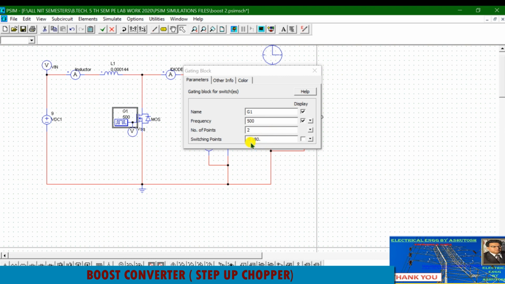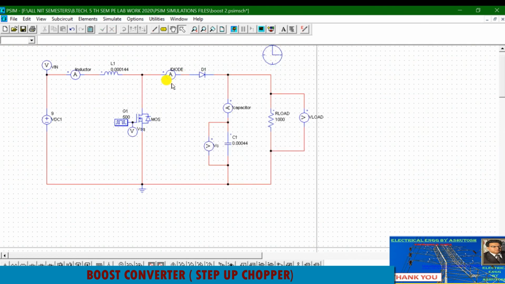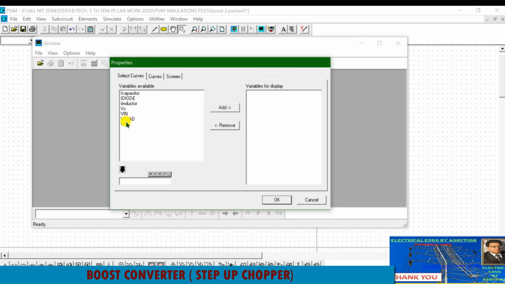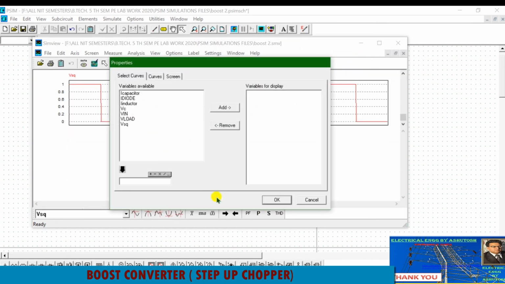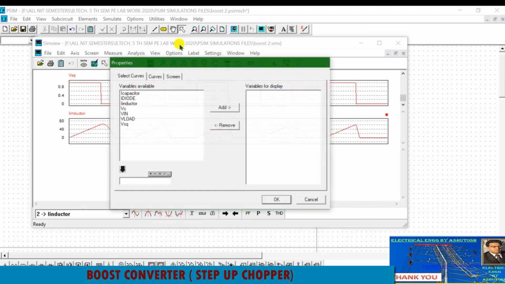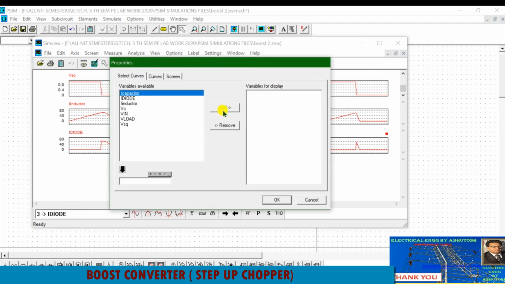The conduction period of this MOSFET is from 0 degree to 180 degree. And this is the gating block, and you can see the output waveform as well. Select square wave. So this is the square wave. Now select inductor current. So this is the charging current, as you can see over here. Then you can see the diode current. So this is the diode current during the off period, and this is the capacitor current.